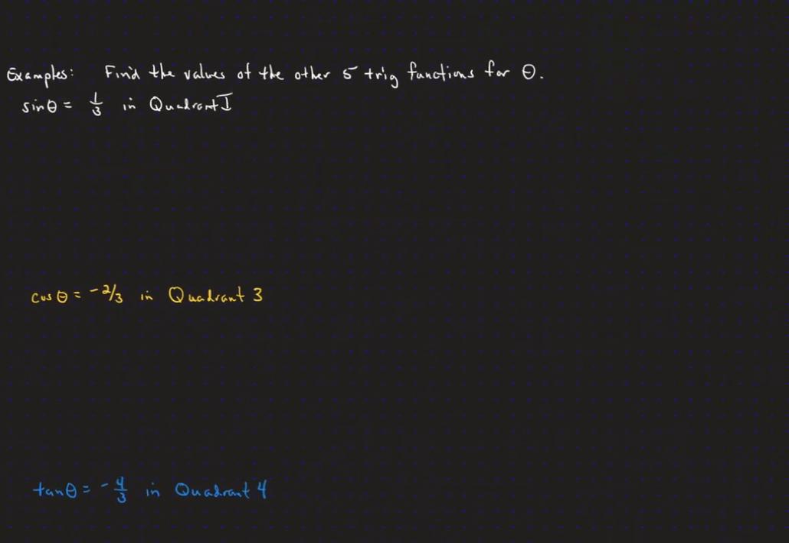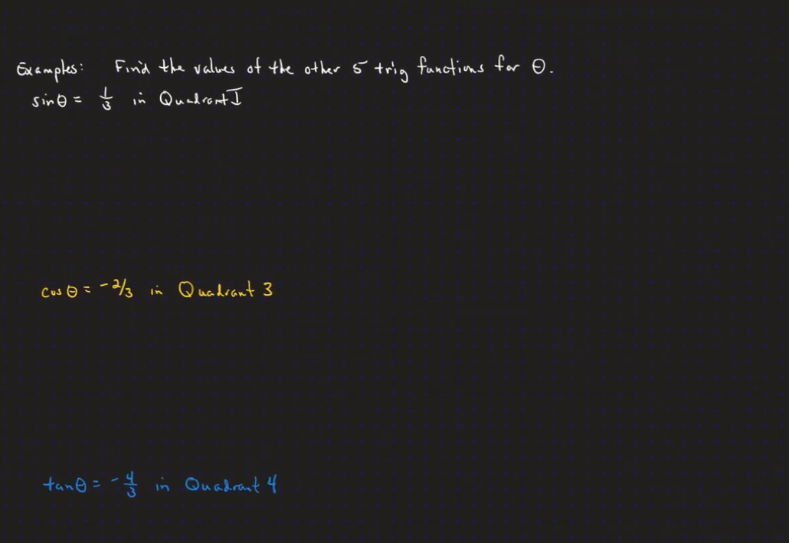Okay, so let's see if we can use what we know here to find the values of the other 5 trig functions if we're given one of them. So we're going to draw a triangle here. If we have an angle in quadrant 1, I'm going to draw an angle in quadrant 1, and I'll make it part of a right triangle. If the sine of that angle is 1/3, that means that the opposite over the hypotenuse is going to be 1/3.